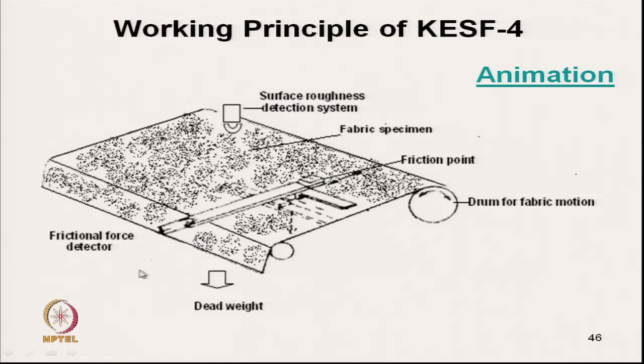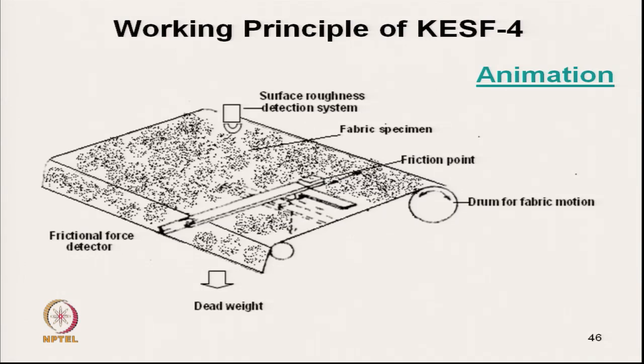So, this force detector works in compression mode and extension mode. Once the fabric is moving in the right direction, that is the drum is moving in clockwise direction, this friction force detector works in the extension mode. Once the fabric is moving from right to left, that is the drum rotates in anti-clockwise direction, this force detector works in the compression mode. So, we can get both the data.